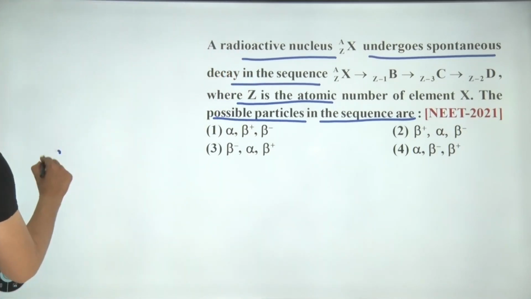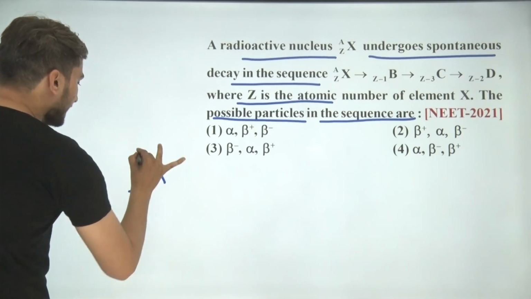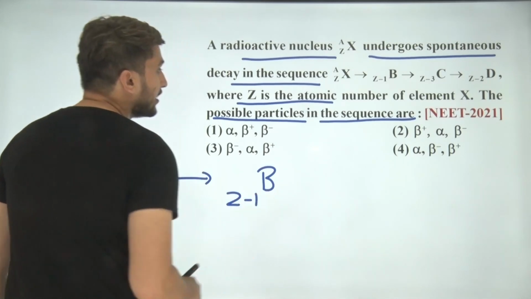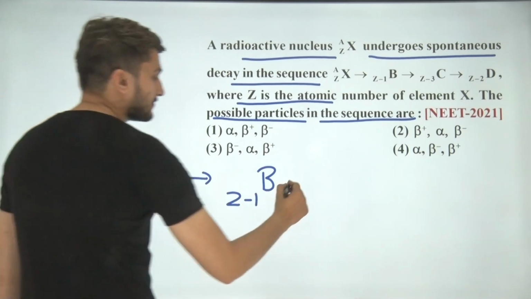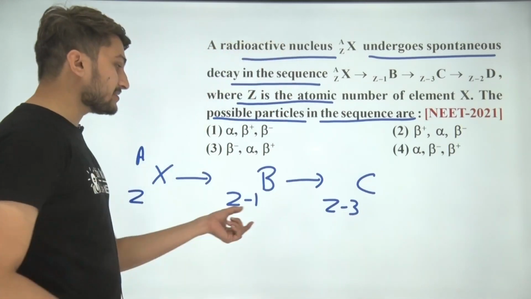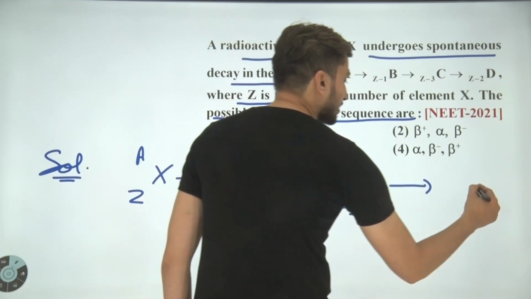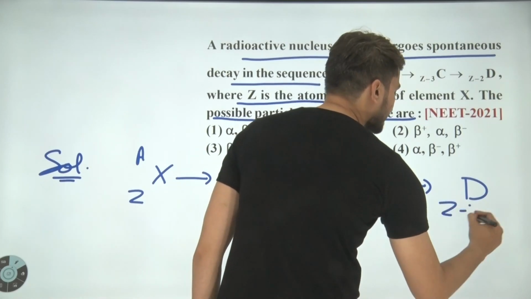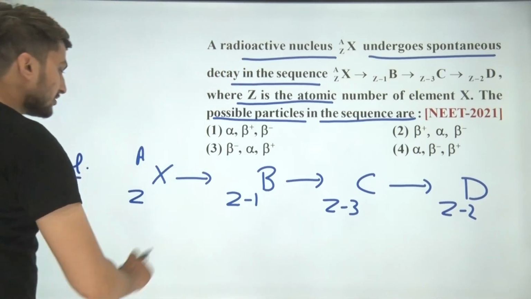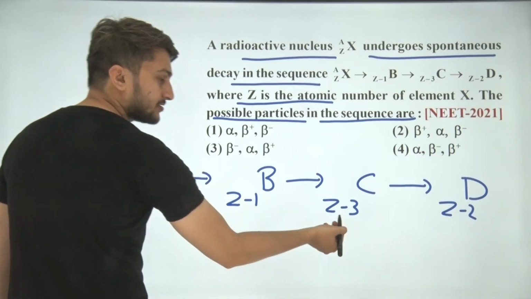Now students, in the equation given, X with atomic number Z and mass number A converts to B, and the atomic number is decreased by 1. B converts to C, and here the atomic number is decreased by 2. C converts to D, and the atomic number is increased by 1. So we can say one electron is emitted in the first step, two units are lost in the second, and one electron is added in the third.